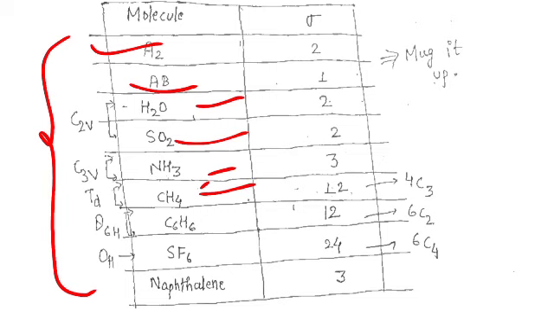So how can you study it? You can memorize it by these point groups. I hope that you have read all these. In methane, the symmetry is 4C3, so 4 into 3, that is 12. So you can easily memorize the sigma value by just knowing the point group.